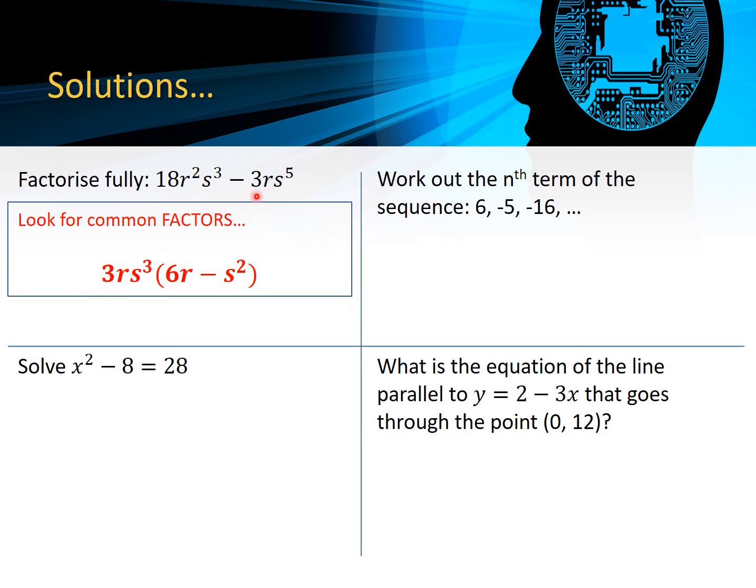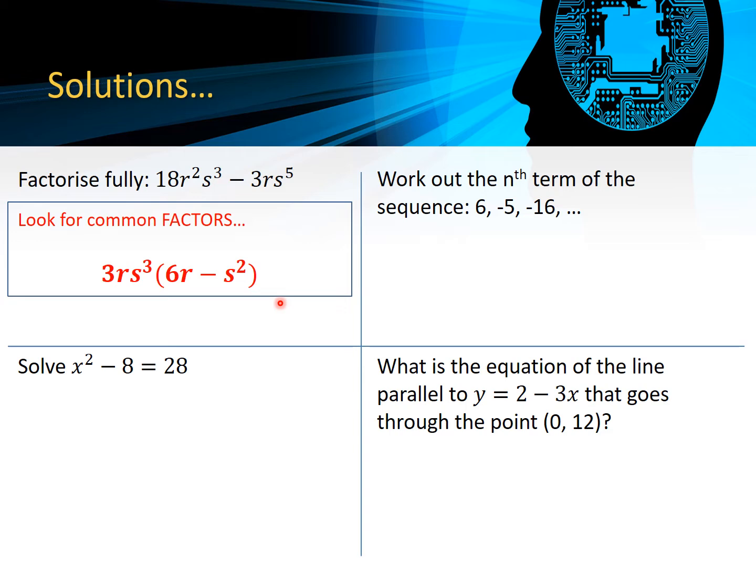I've got an r squared and an r. The biggest thing that goes into r and r squared is just the r. And I've got an s cubed and an s to the power of 5. And again, the biggest thing that goes into both of them is an s to the power of 3. So I bring that out and then I ask myself, what do I times 3 by to get to 18? What do I times r by to get r squared? S cubed is already there. Minus, because there's a minus already. And what do I need to times this by to get to this? It is s squared.